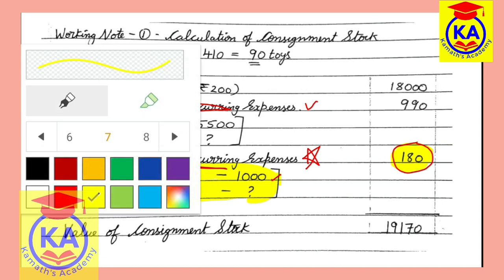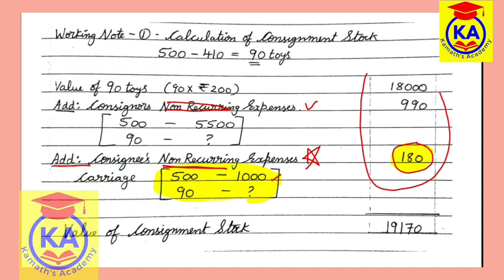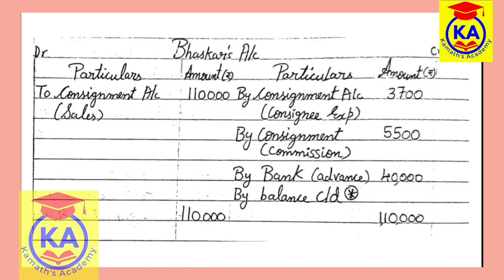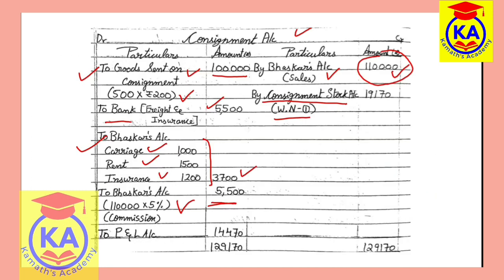So if you add all the three, 18,000 plus 990 plus 180, you are going to get 19,170 rupees as the value of closing stock. Okay, so the value of closing stock is 19,170.